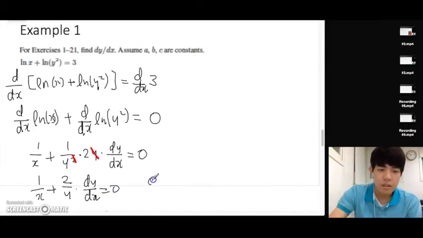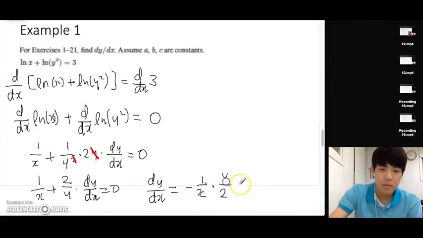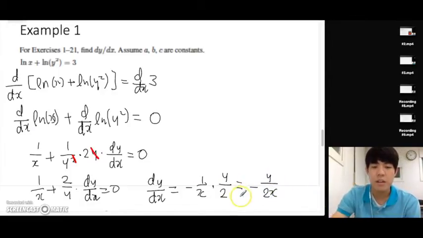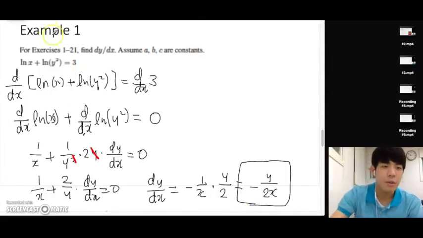So dy/dx equals negative 1 over x multiplied by y over 2. So negative y over 2x would be our final answer for dy/dx. Now let's move on to our next example.